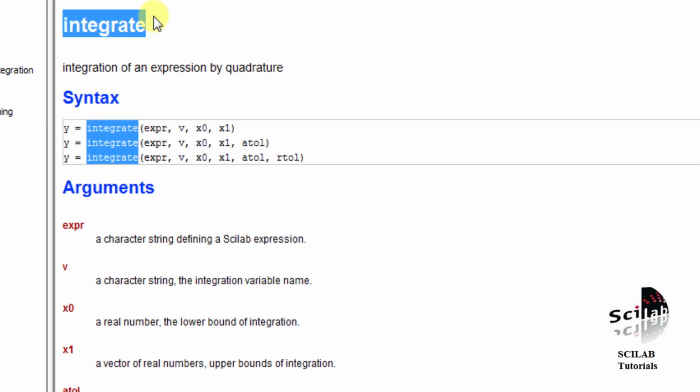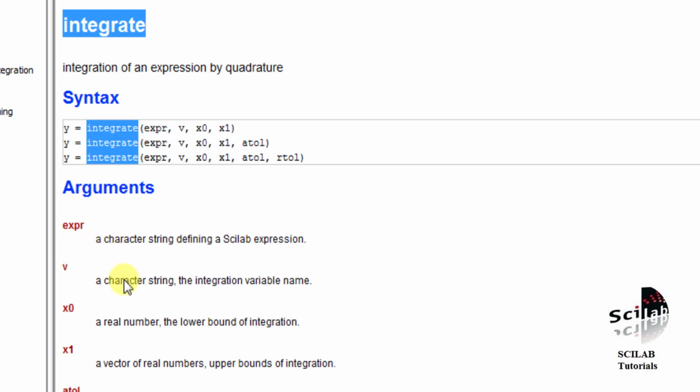So integrate is written there, and this is the syntax of the integrate command, which is nothing but y is equal to integrate(expr, v, x0, x1, atol). So what are these? Let us discuss. Expr is nothing but a Scilab expression in terms of string. So it is a Scilab expression, but it should be of data type string.